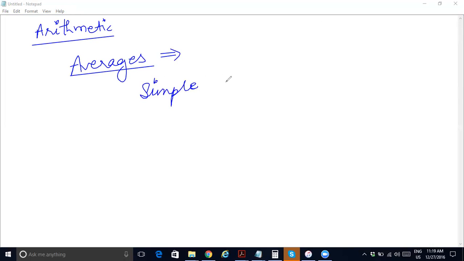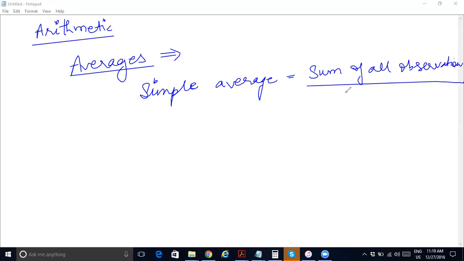What do you understand by average? I guess sum over number? Sum of all observations divided by number of observations.